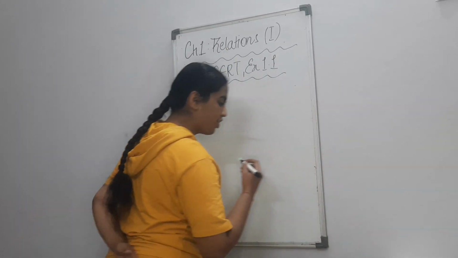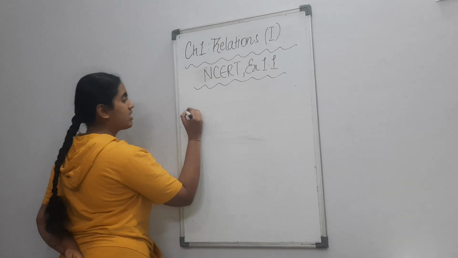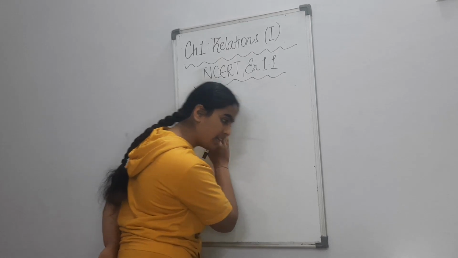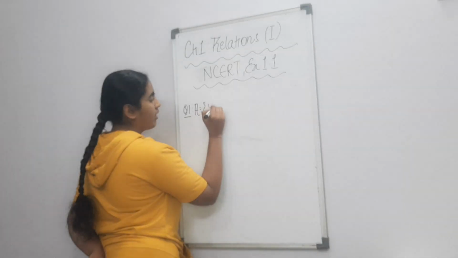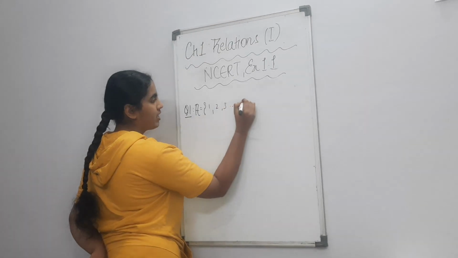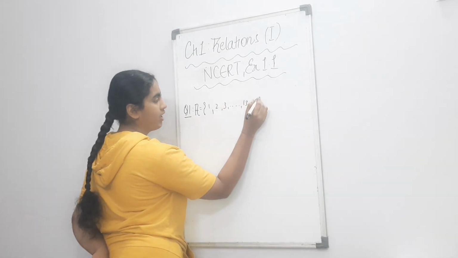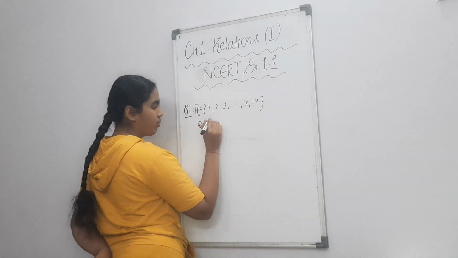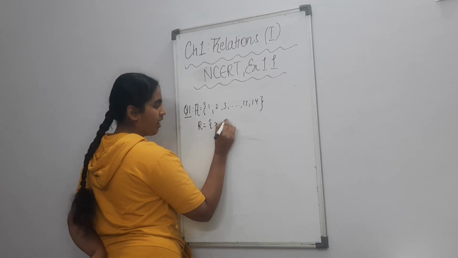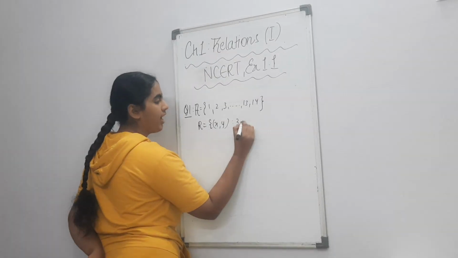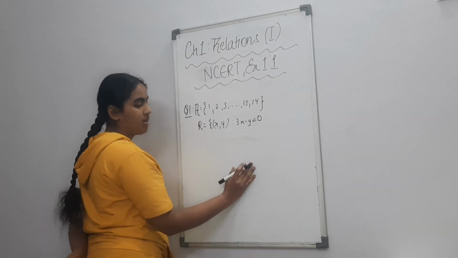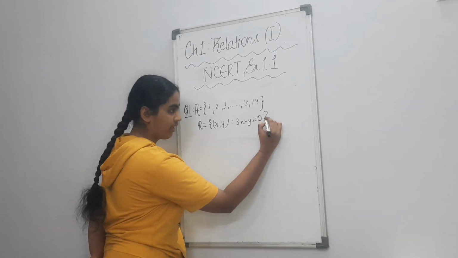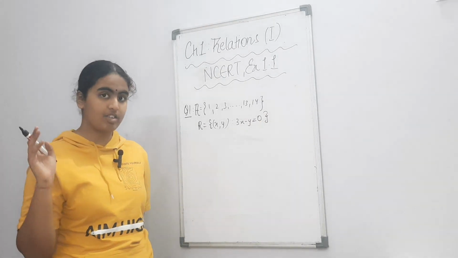So, our first relation is defined for the set A, and our set A is 1, 2, 3 up until 13 and 14. Our relation is defined as R equals to x comma y ordered pair such that 3x minus y equals to 0. That is our relation. We have to check if these relations are reflexive, symmetric or transitive.